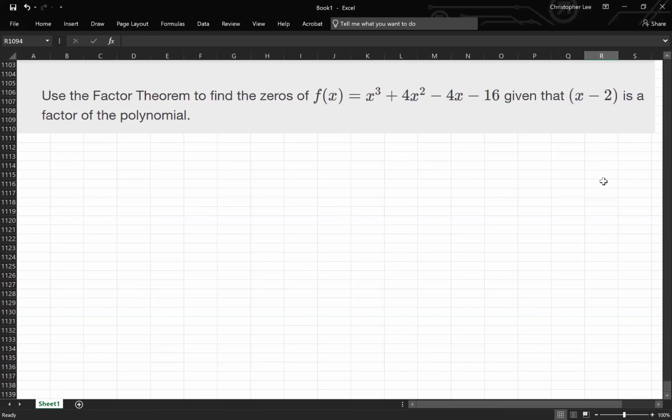So here's a scenario, right? I'm giving you this big polynomial. I'm giving you one of the factors. Prove that it's a factor. Then after you prove that it's a factor, I want you to factor whatever's remaining over. All right? Factor this completely. Then after that, tell me the zeros of the function.